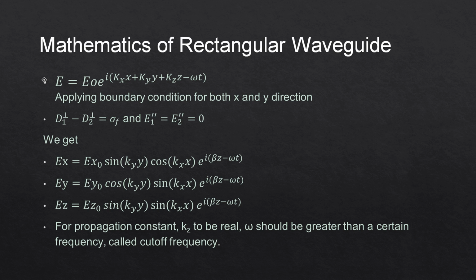Let us look into the mathematics of rectangular waveguide, which goes similar to that of the parallel plate waveguide. So we have assumed a general electric field. Now applying boundary conditions for both x and y direction, we get these two equations. Substituting these two equations in the above general equation, we get these respective Ex, Ey and Ez as given. For propagation constant kz to be real, omega should be greater than a certain frequency called cutoff frequency.